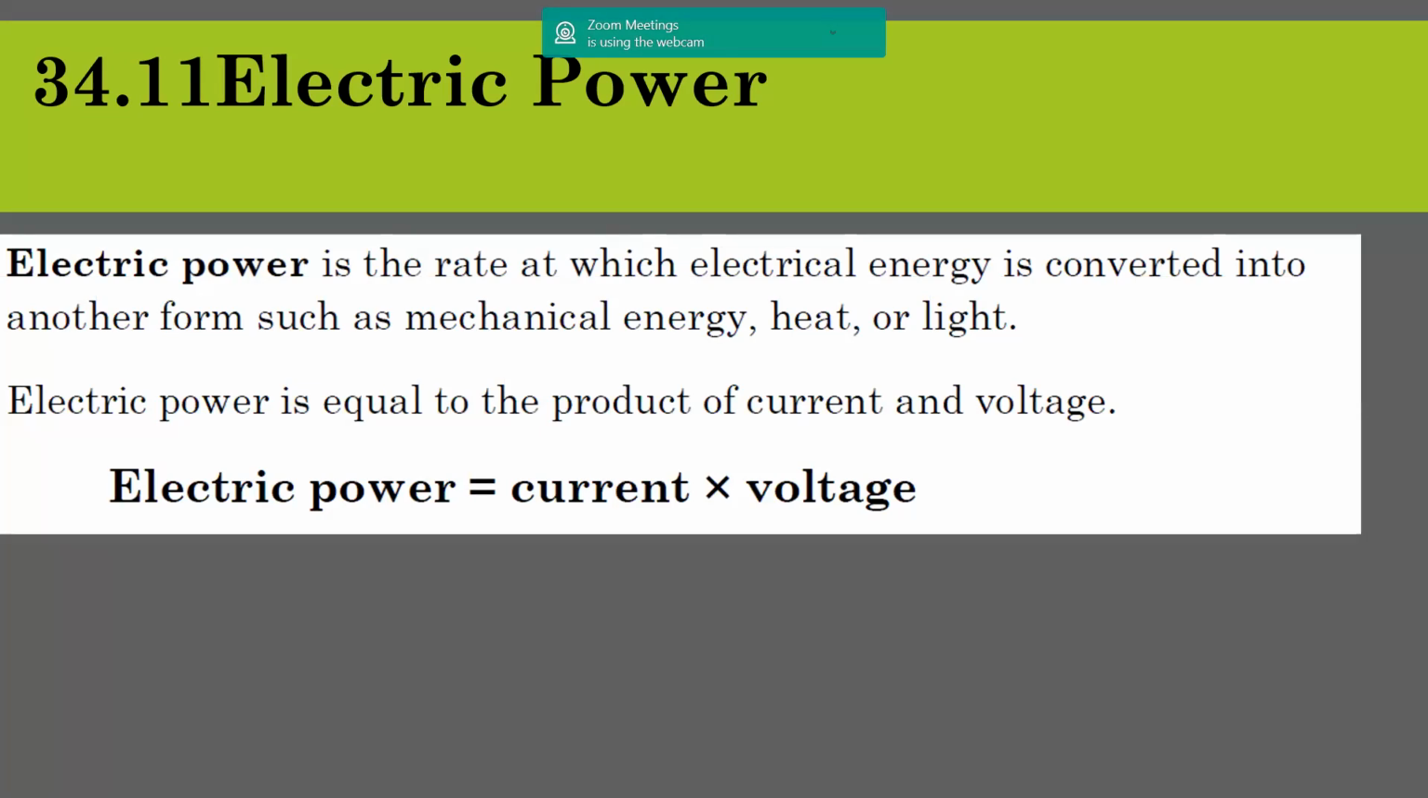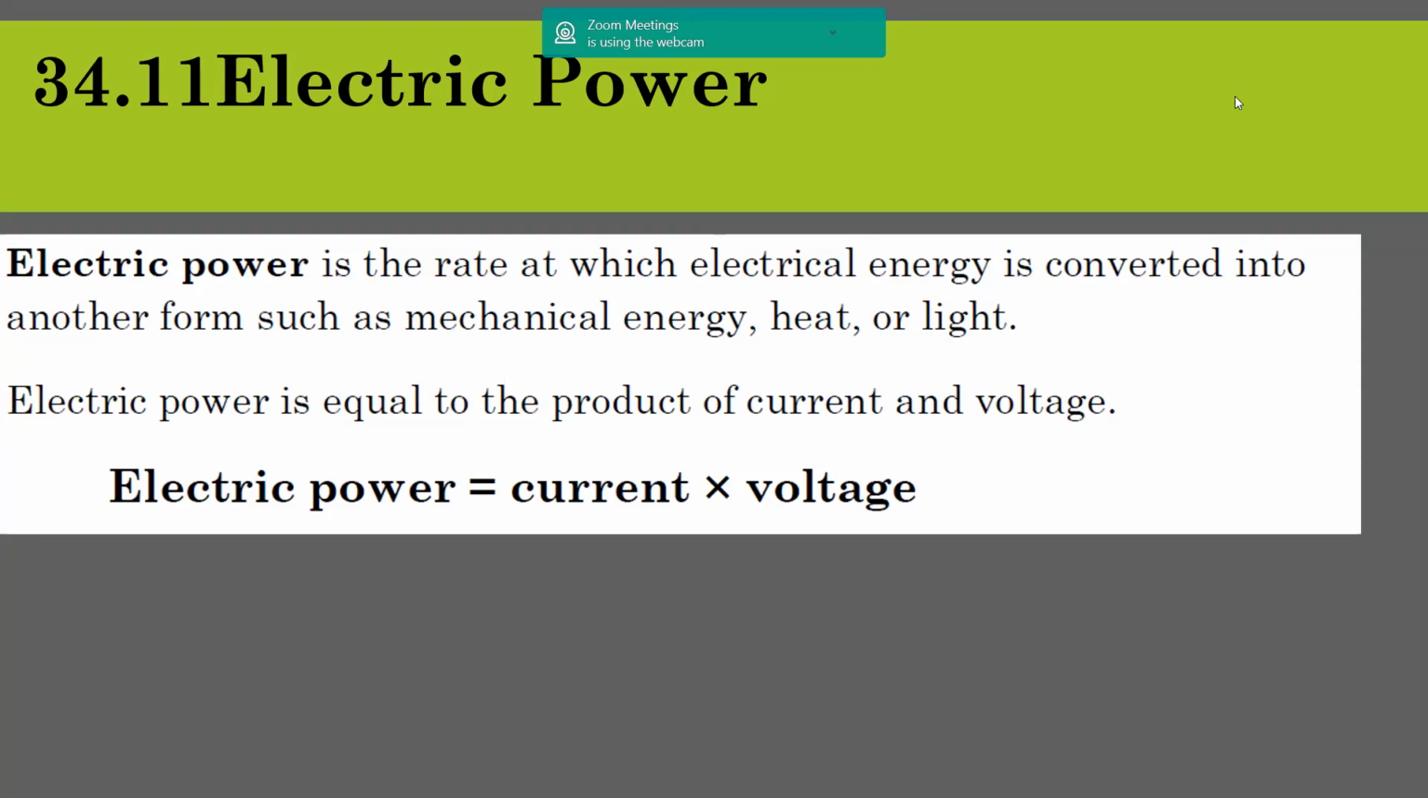Now, all of us know, like the hair dryer as an example. For the hair dryer, the input is electrical energy, but the output is heat. Another example, the lamp. The input is electrical energy and the output is light. So the rate at which we convert electrical energy to heat or light or mechanical energy, the rate of this change, we call it electrical power.